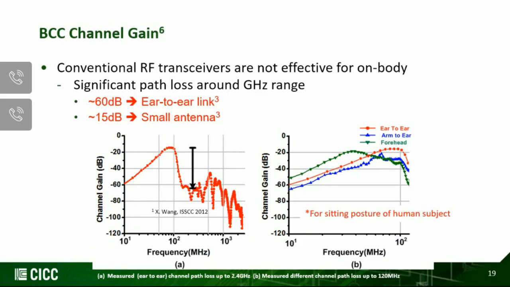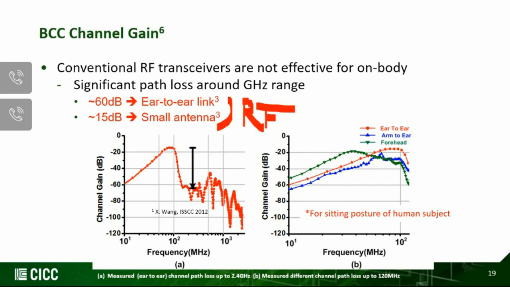This slide shows the resulting BCC channel gain, or in other words, the pathloss. If you compare with RF transceivers, that results in around 60 dB pathloss from ear to ear because of the human head blockage, and additionally 15 dB pathloss from small antennas. Those are the RF-based pathloss on the human body, around the human body.